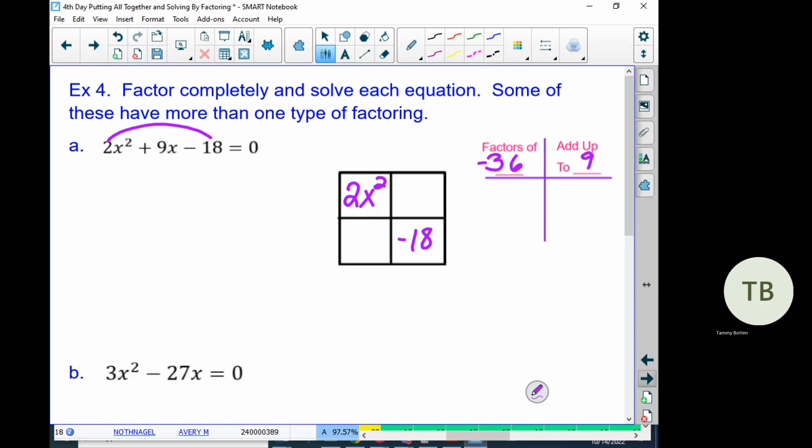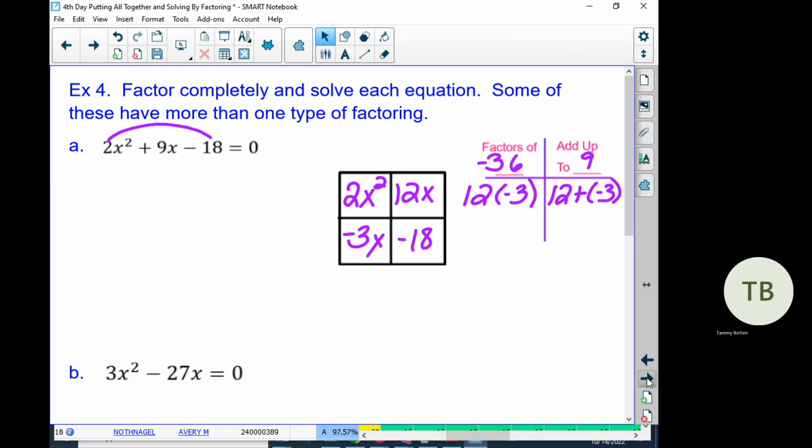Like 1 times 36, 2 times 18, 3 times 12, 4 times 9. If one's positive and one's negative, which one would give us a +9? 3 and 12. And the 12 would have to be the positive one, because when I add them together, I want that to be a +9, okay? So one of these is going to be 12x, one's going to be -3x, all right?